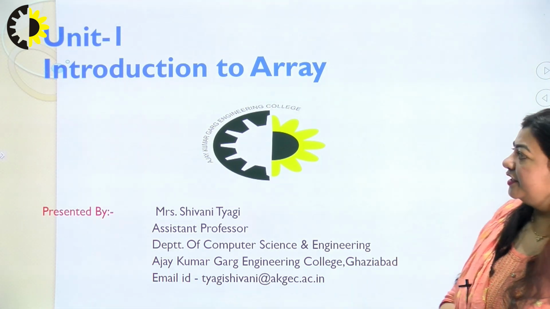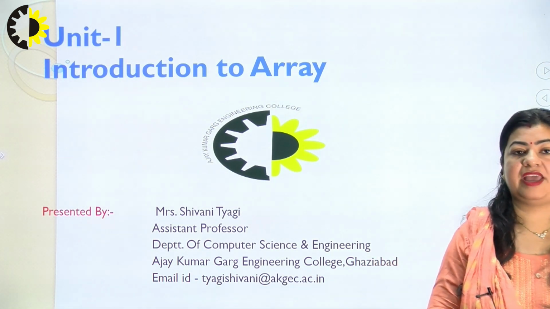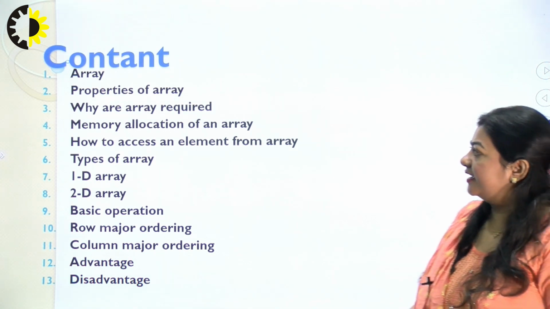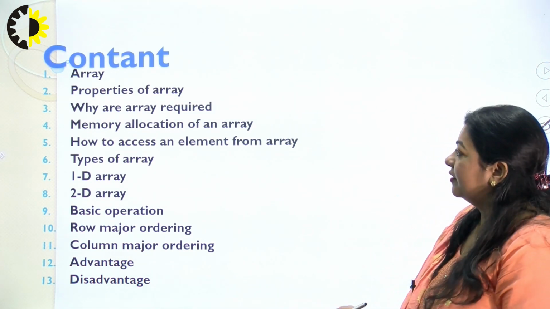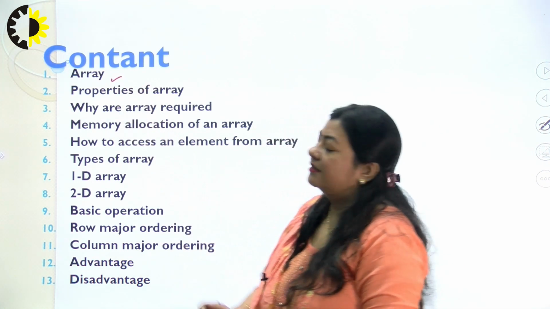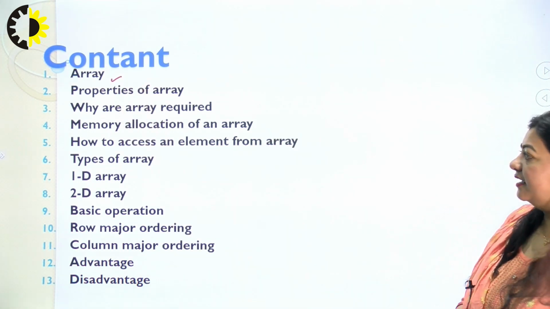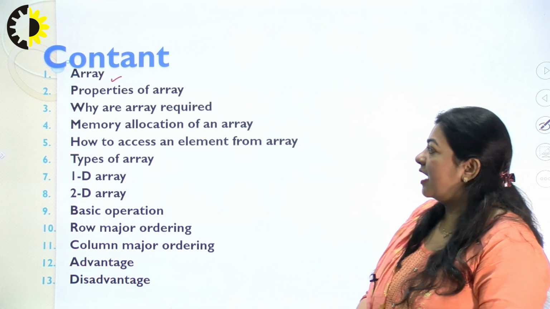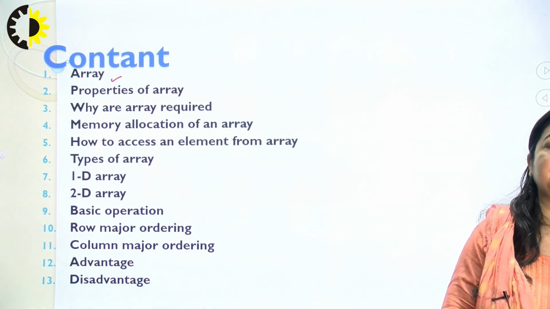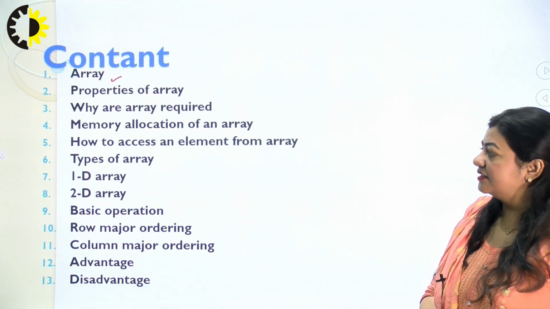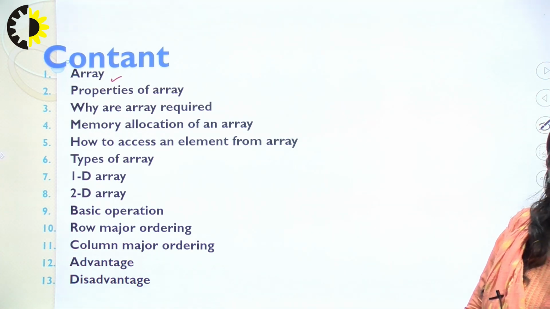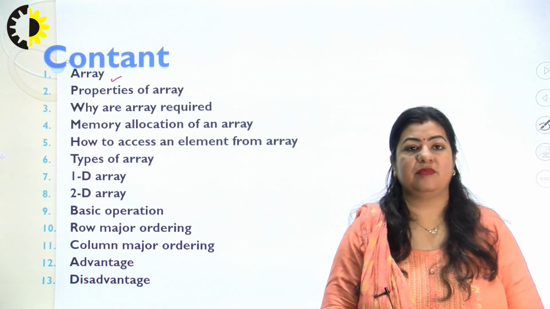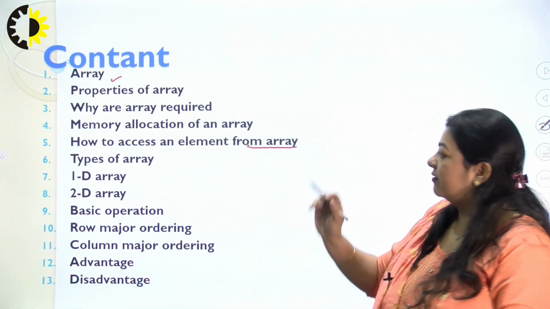So, in this video, we will discuss the topic of array from data structure. Here is the content of data structure. First of all, what is the array? We will discuss what is the array, then describe the properties of array and why arrays are required in contiguous memory locations. Then we will discuss memory allocation of array and how to access an element from an array in contiguous memory location.